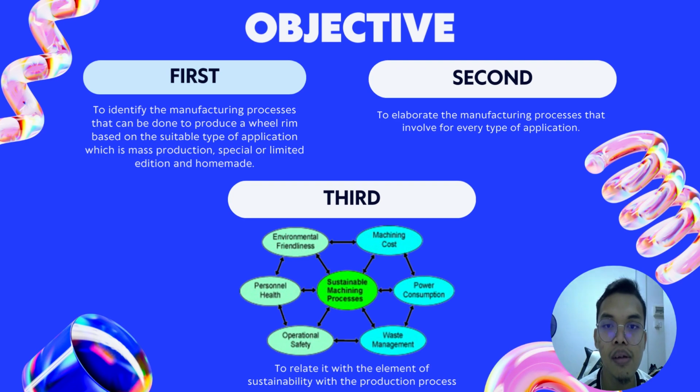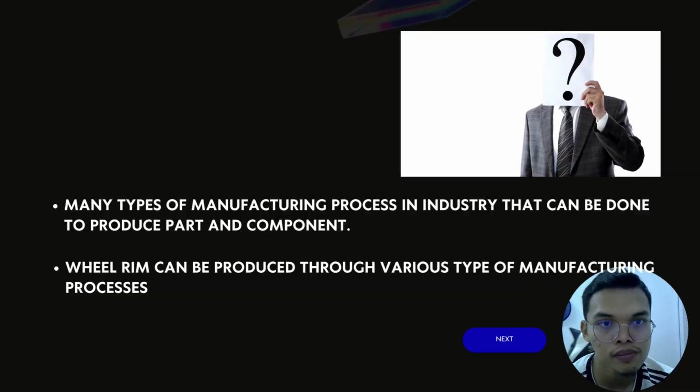After that, the objective for this group project is firstly to identify the manufacturing process that can be done to produce wheel rims based on the suitable type of application, which is for mass production, special or limited edition, and homemade. And the second objective is to elaborate the manufacturing processes that are involved for every type of application of manufacturing.